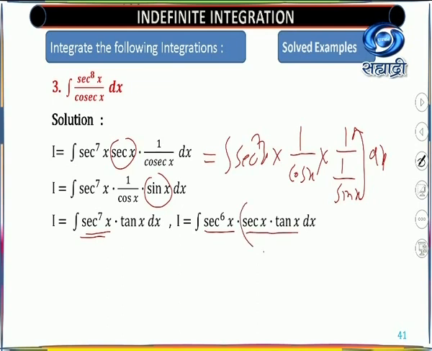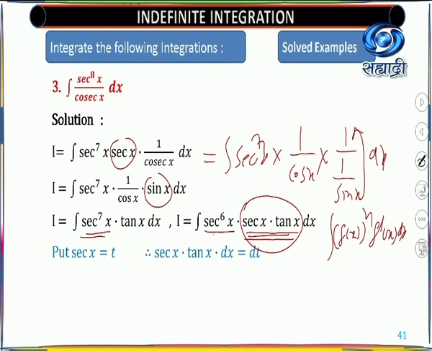Now look here. This is the derivative of sec x, so you are using f(x) raised to n times f dash of x dx, converting it into your corollary. Sec x tan x is the derivative of sec x, so immediately you know your substitution: sec x equal to t, so sec x tan x dx equal to dt. This is simplified now. There is no sec x tan x; in place of that you write dt. So the integration of t raised to 6 into dt.